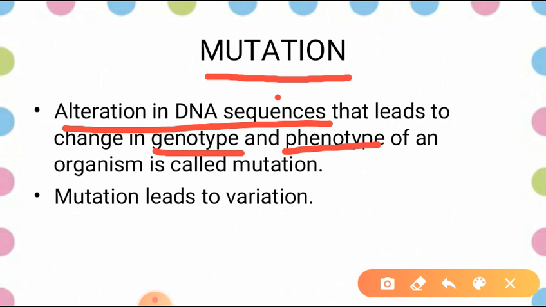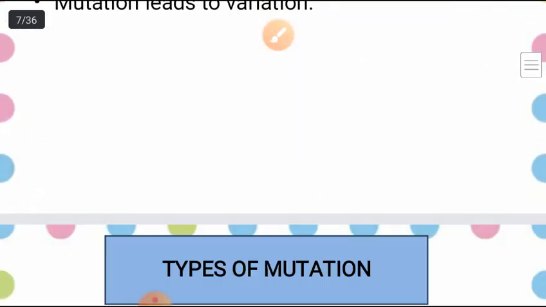This is called mutation, and this mutation always leads to genetic variation, differences in the genetic makeup. So mutation is a sudden inheritable type of change. This change is due to changes in the base sequence. Whenever change occurs, first the genotype will change, then automatically phenotype changes, and mutation always leads to variation.